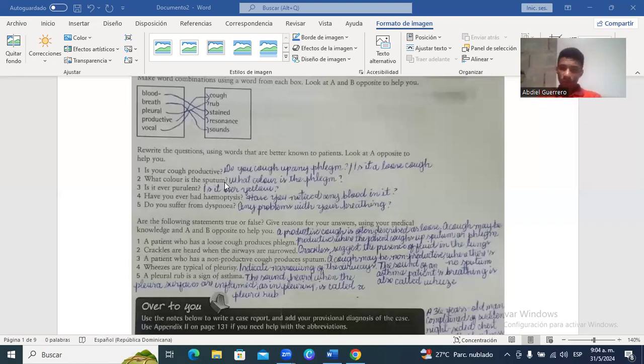Crackles are heard when the airways are narrowed. A patient who has a non-productive cough produces sputum. Wheezes are typical of pleurisy. A pleural rub is a sign of asthma.